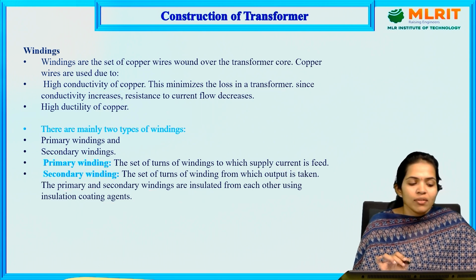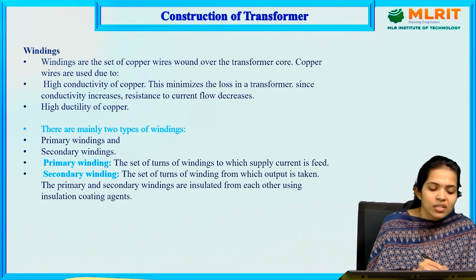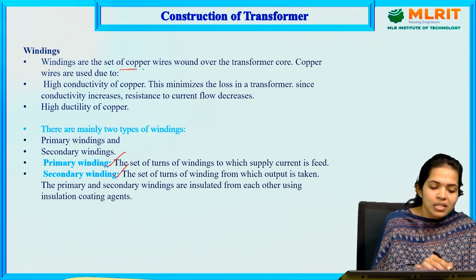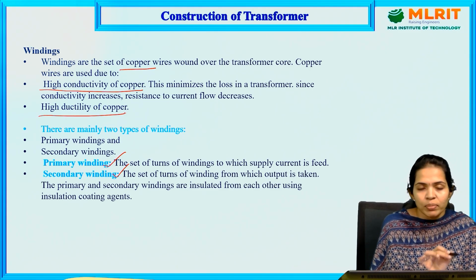So basically windings are made up of copper. We basically have two windings. One is the primary winding and the other is the secondary winding. So why particularly copper is due to its high conductivity property and its high ductility property.